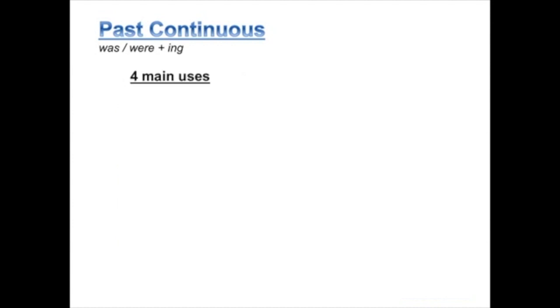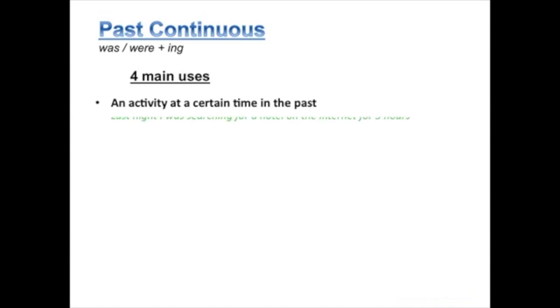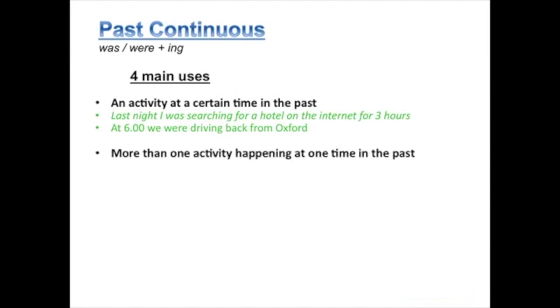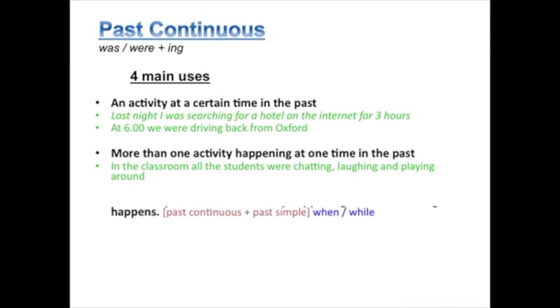The past continuous has four uses. The first use is an activity at a certain time in the past. Example sentences: last night I was searching for a hotel on the internet for 3 hours. Or, at 6 o'clock we were driving back from Oxford. The second use is more than one activity happening at one time in the past. In the classroom, all the students were chatting, laughing, and playing around.